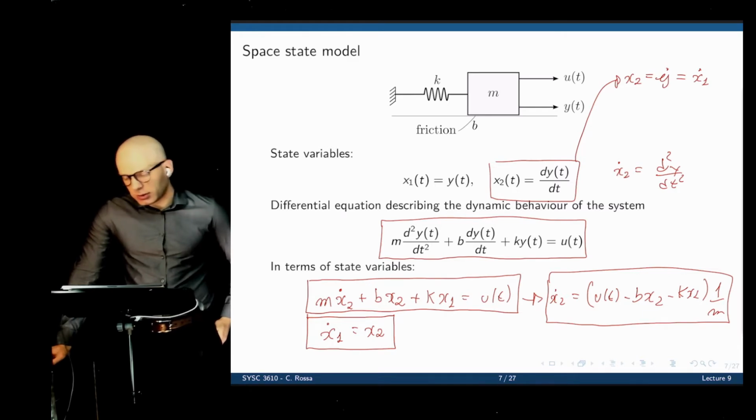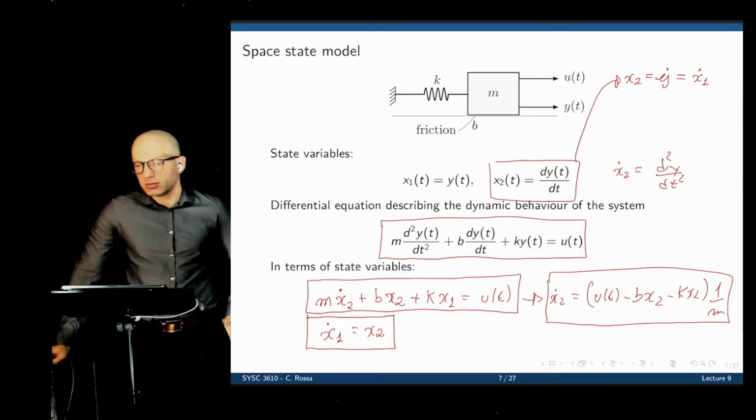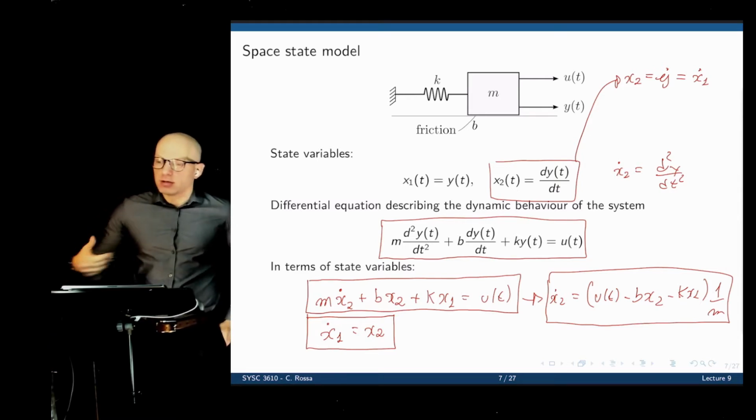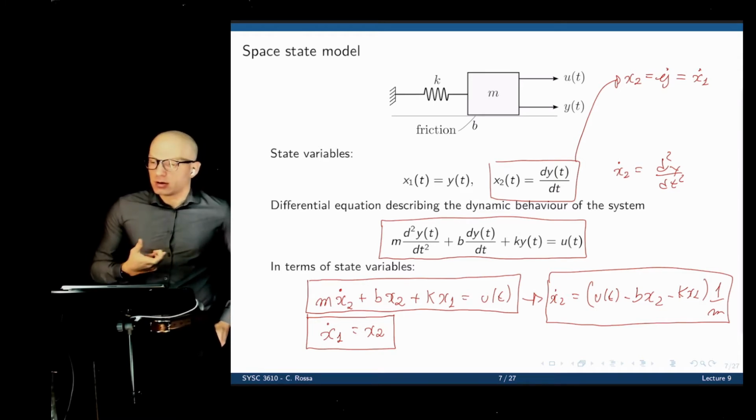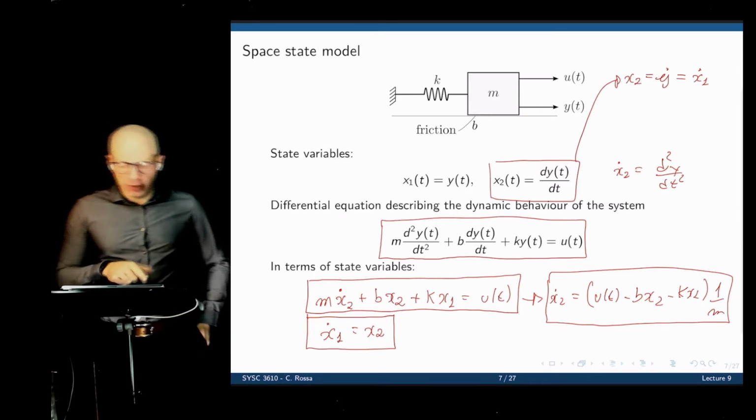which is the acceleration, and then the other one is how the position changes over time. With these two equations, we can now reconstruct the behavior of the system, given an input, and given the initial conditions of the system, or the current state of the system. That's why we call them state variables.